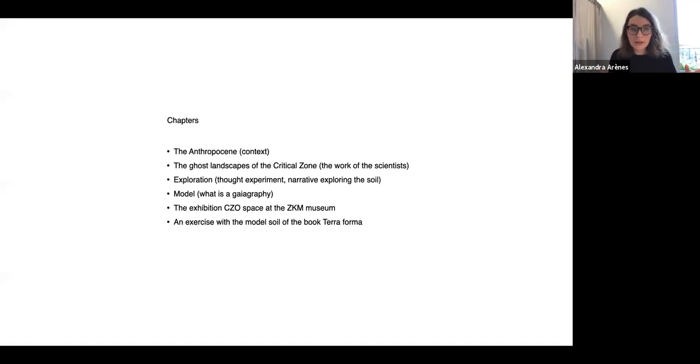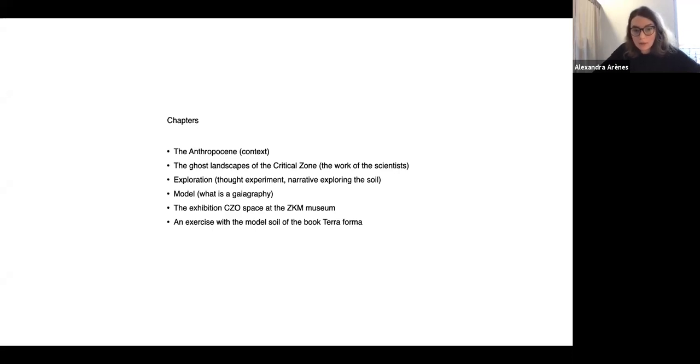So the lecture is structured in six parts. First, we will introduce what the Anthropocene is. Then we will follow the scientists in the critical zone, where they try to detect ghost landscapes, and we will try to understand what this ghost landscape is. Then I will propose a thought experiment, an exploration narrative with a soil map.